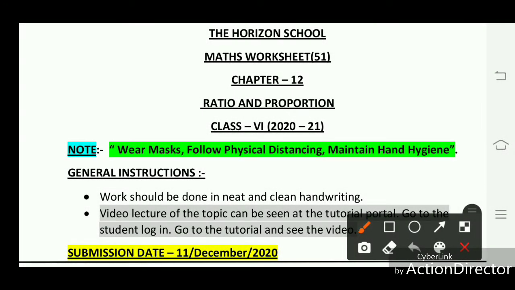Hello students, this is Maths Worksheet 51, chapter number 12, Ratio and Proportion.